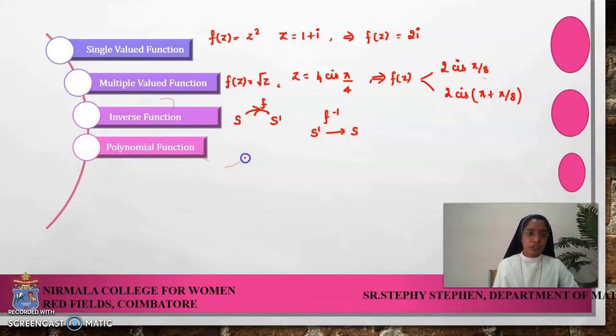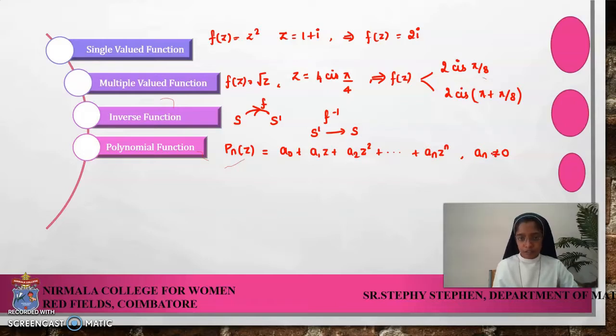The next is a polynomial function. Let us denote the polynomial function by Pn of z. If this takes the form a0 plus a1 into z plus a2 into z square plus etc. up to an into z power n with the condition an not equal to 0, then this is the definition for a polynomial function, where a0, a1, a2 etc. up to an are all constants, and z, z square, z power n are all complex numbers.